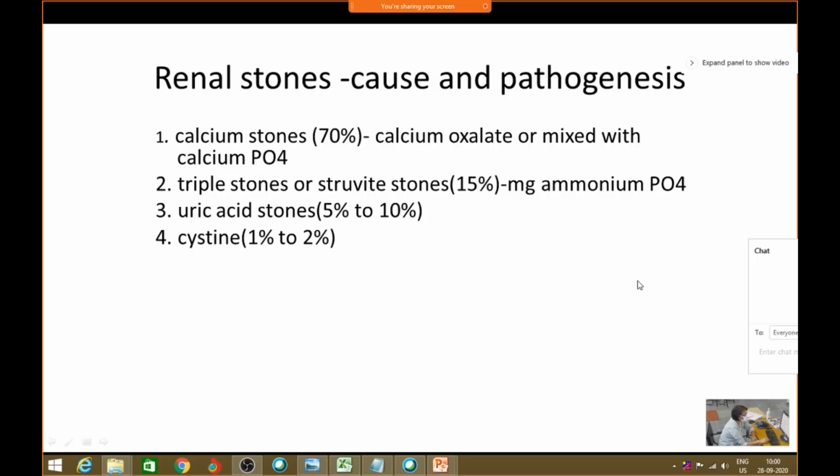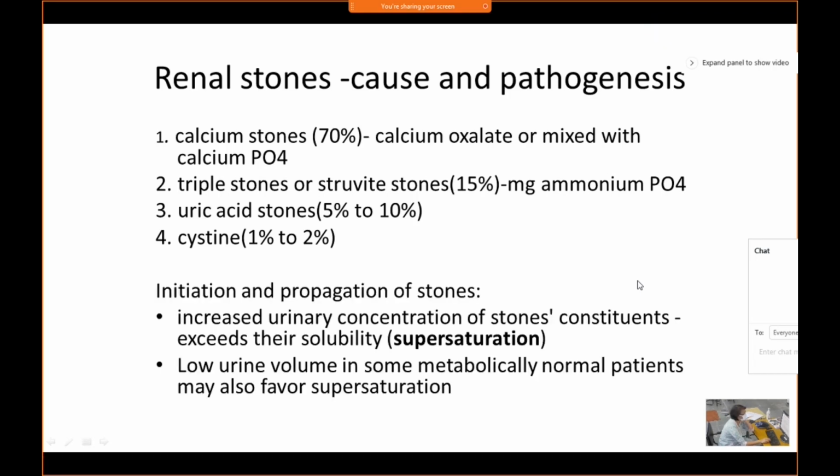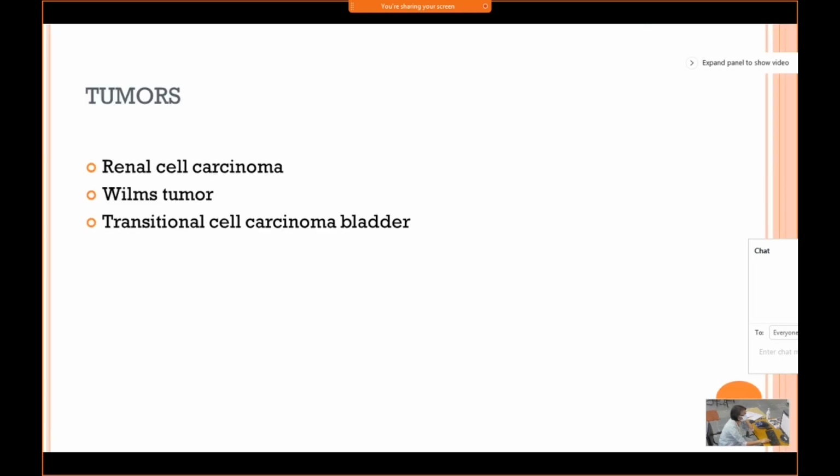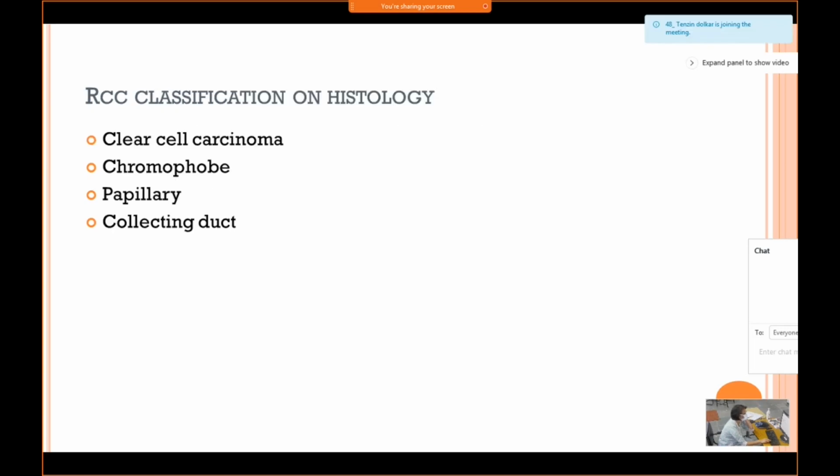Good morning, students. Today, whatever is left over from renal that day which we started, I will complete that very quickly and then we'll proceed to the WBC disorders. So, renal stones, the types of renal stones and the pathogenesis may be a question in your paper. But of these, the most commonly asked is the renal cell carcinoma.